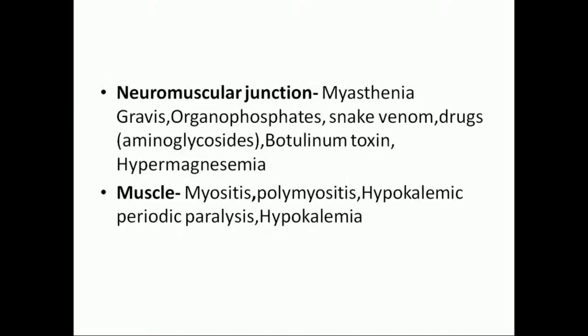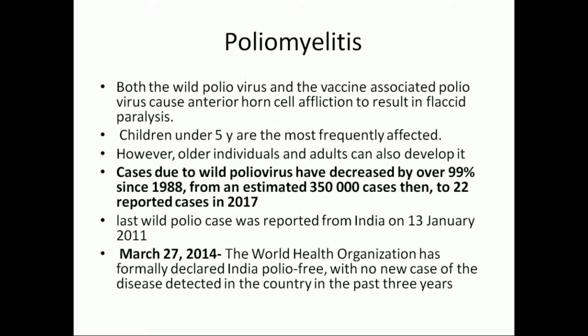Now the neuromuscular junction causes, like myasthenia gravis, organophosphate poisoning, snake envenomation, drugs like aminoglycosides, botulinum toxin, and hypermagnesemia. Or if there is a muscle affection like myositis, polymyositis, hypokalemic periodic paralysis, and hypokalemia. Now we will see one by one, briefly, how we approach a case of acute flaccid paralysis.